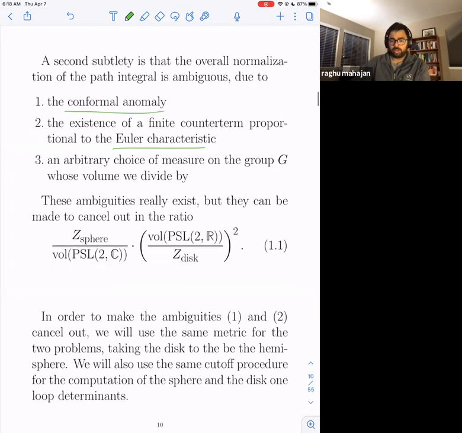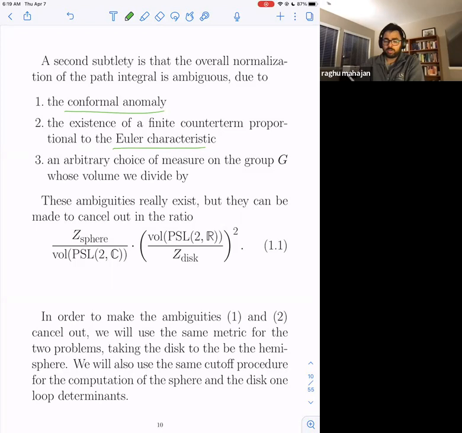So the point is, if you compute the quantity in 1.1, the CFT sphere path integral divided by PSL2C, and the corresponding quantity for the disk squared, this 1.1 is a well-defined real number.